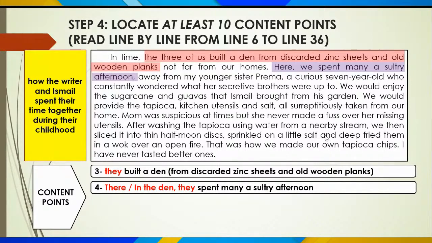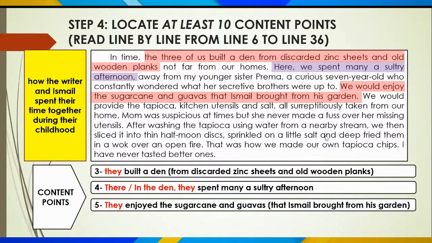"We would enjoy the sugar cane and guavas that Ismail brought from his garden." Kita akan makan bersama-sama sugar cane tebu dengan guava, jambu batu that Ismail brought from his garden. Is that how they spend their time together? Yes, so this is our next point, point 5. We would enjoy the sugarcane and guavas that Ismail brought from his garden. Remember, you have to change we to they. Wonderful. They enjoyed the sugarcane and guavas that Ismail brought from his garden.